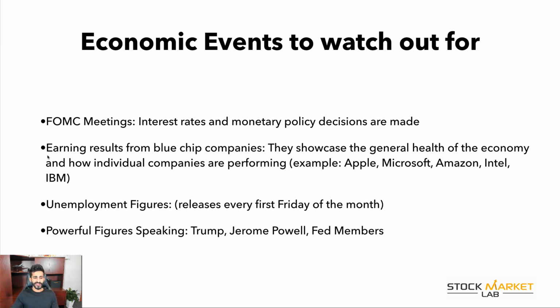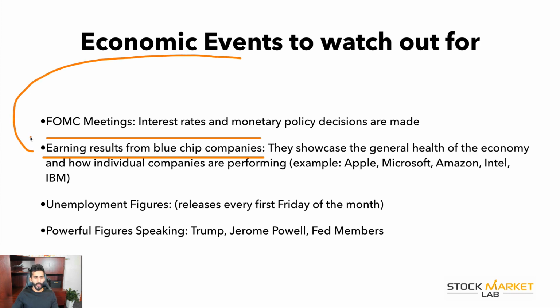Now, the second major event, it's not really an economic event, but it drives the overall economy up or down, is earnings results from blue chip companies. Blue chip companies could be anything from Apple, Microsoft, Amazon. A lot of people are watching how these companies perform. Now this is where I want you to think a little bit: how are earnings results from a blue chip company a very important, major market-driving event? Because they showcase the general health of the economy and how individual companies are performing.